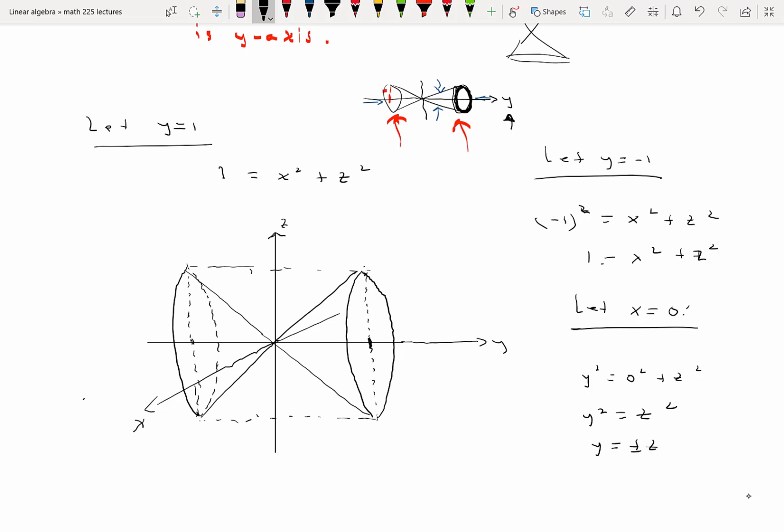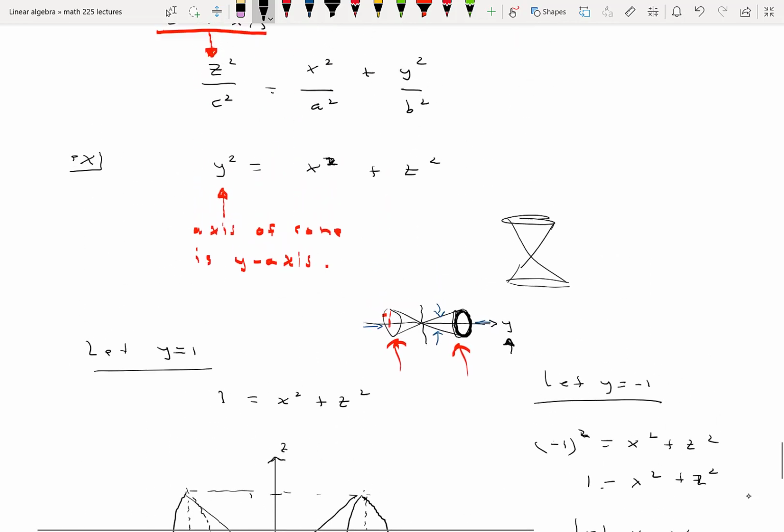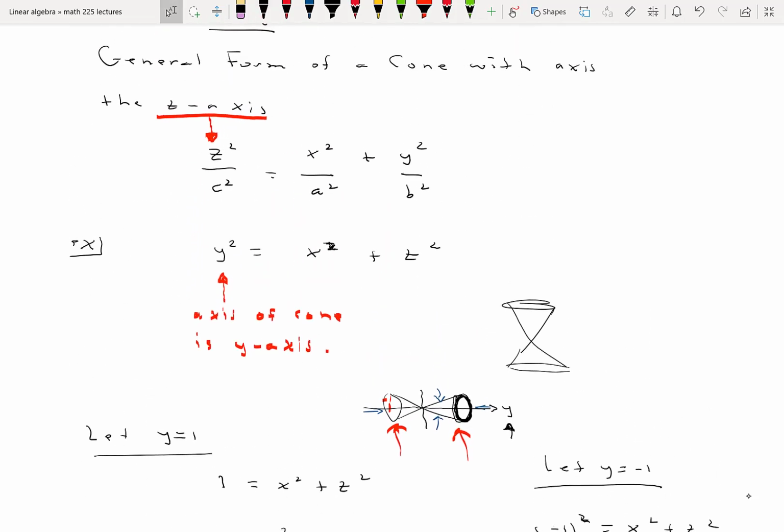You memorize the form. If the variables of the equation that you're given are moved around, that's not going to change the shape of the surface, but it's going to change the orientation of the surface. You memorize specifically that z squared over c squared equals x squared over a squared plus y squared over b squared. Those are cones, cones with vertical axis, z-axis is the axis. Okay, this is how this works.